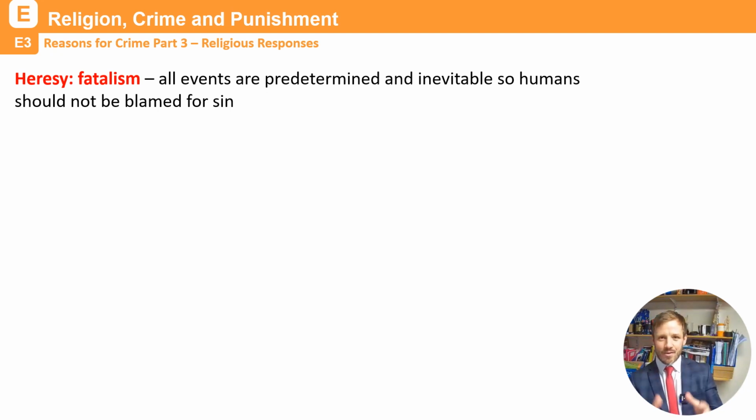Now, there is a heresy. To be fair, we're going a bit beyond GCSE here, but it's good for you. There's a heresy in the Christian faith, a teaching about God that is wrong, called fatalism. This is the idea that all events are predetermined and inevitable, and so humans shouldn't be blamed for their sin.